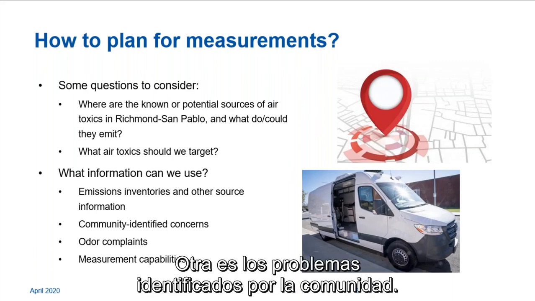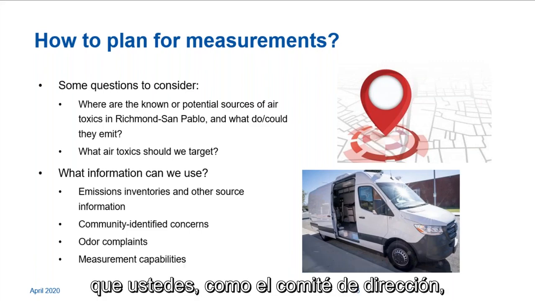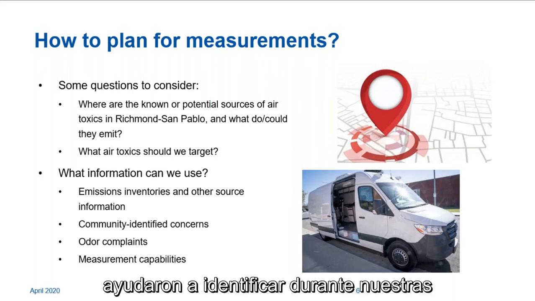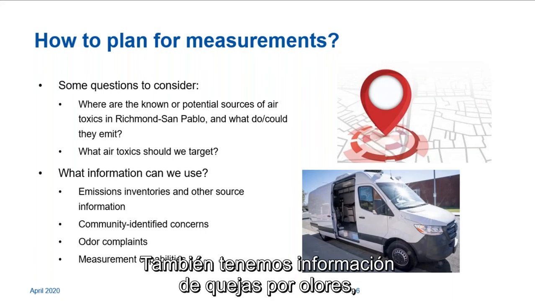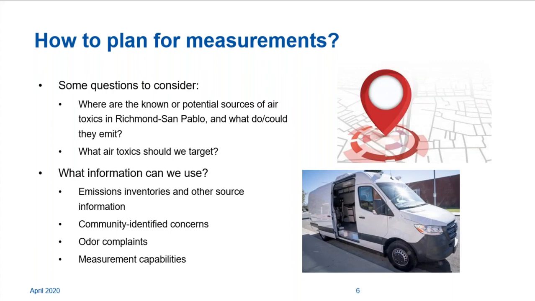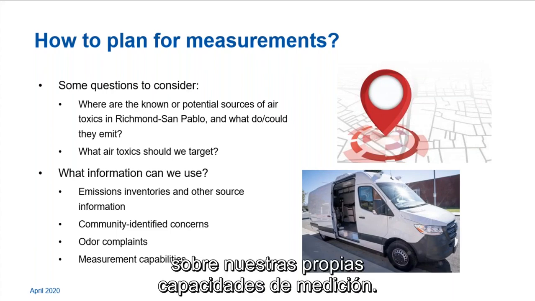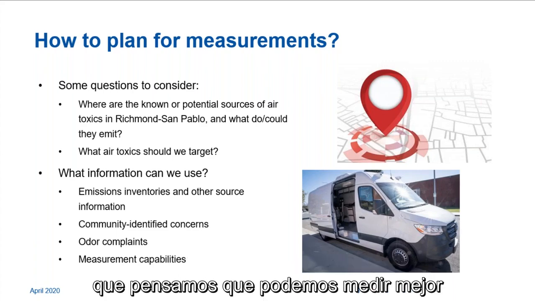Another is the community identified concerns. Those are all of the sources of concern that you, as the steering committee, helped identify during our mapping activities last year. We also have information on odor complaints, which are complaints submitted by the public to the Air District. And then we also have information on our own measurement capabilities. For example, we know that there are certain air toxics that we think we'll be able to measure better than other air toxics.